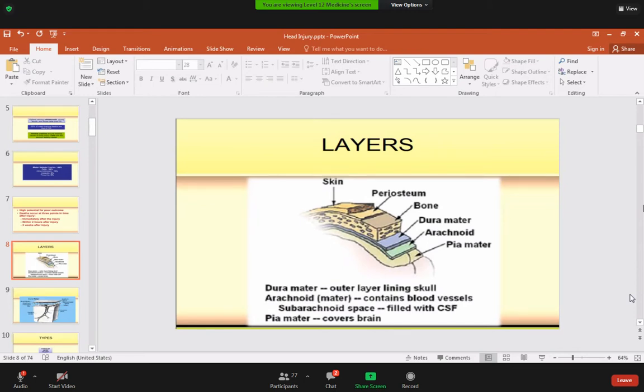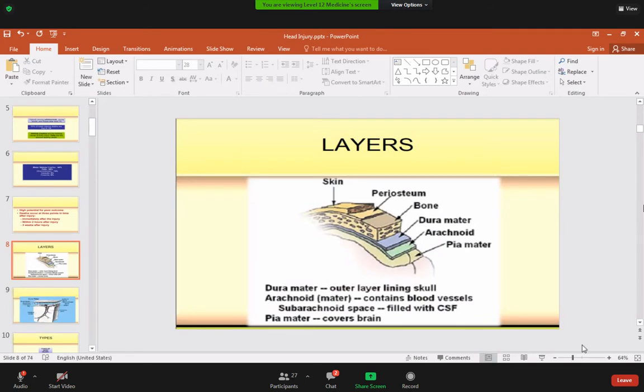So you have to be very careful if you come across a patient who has a laceration of the scalp region. Try to compress it for about 5 to 10 minutes. It will solve a lot of problems. So you have to be aware of this bleeding issue.